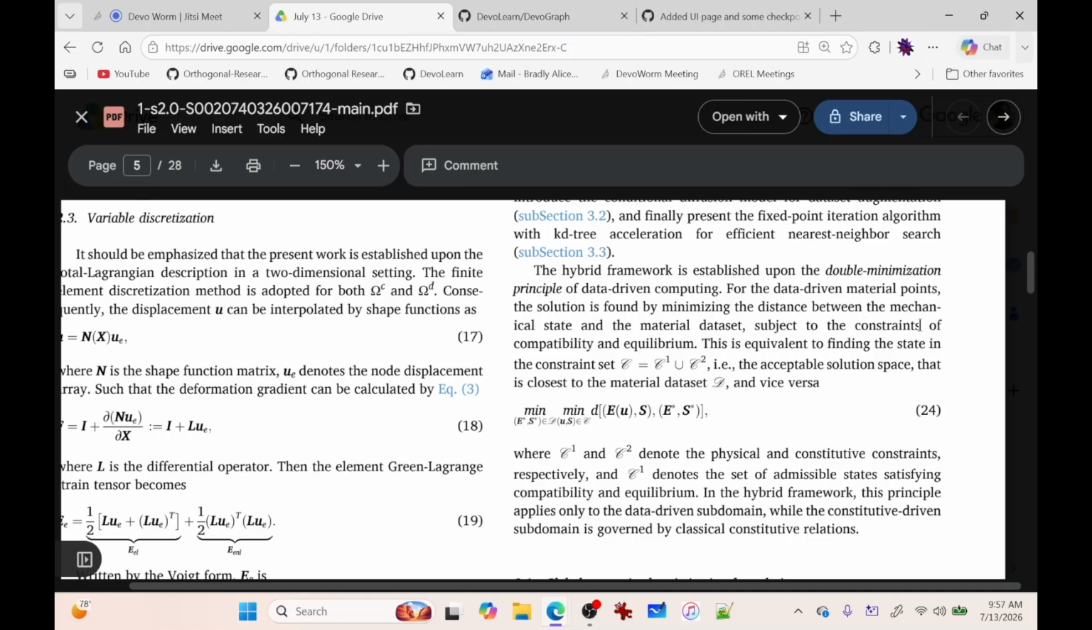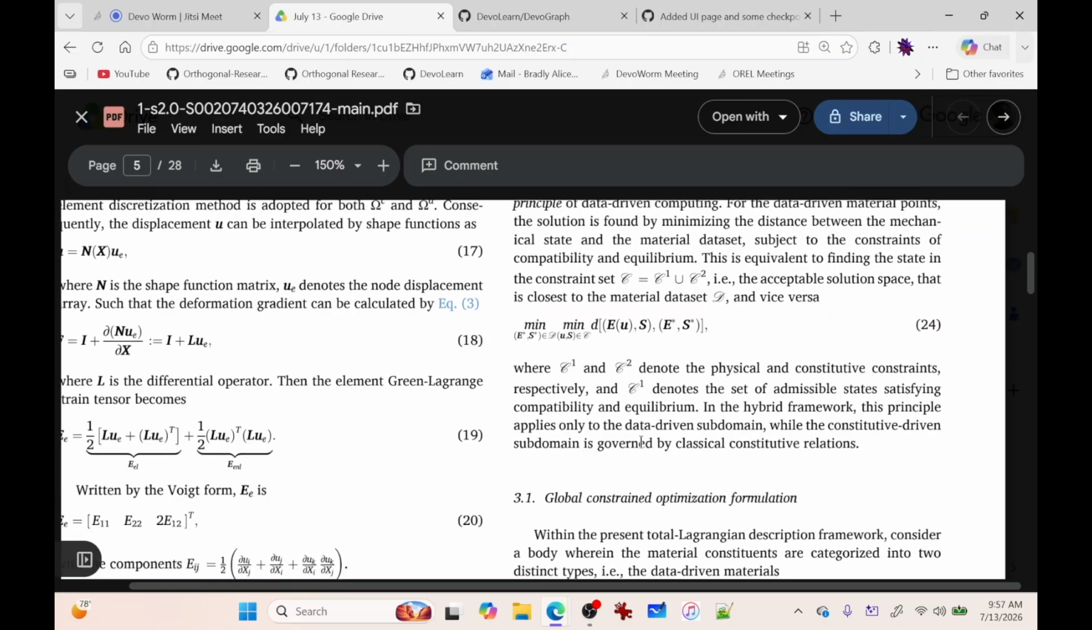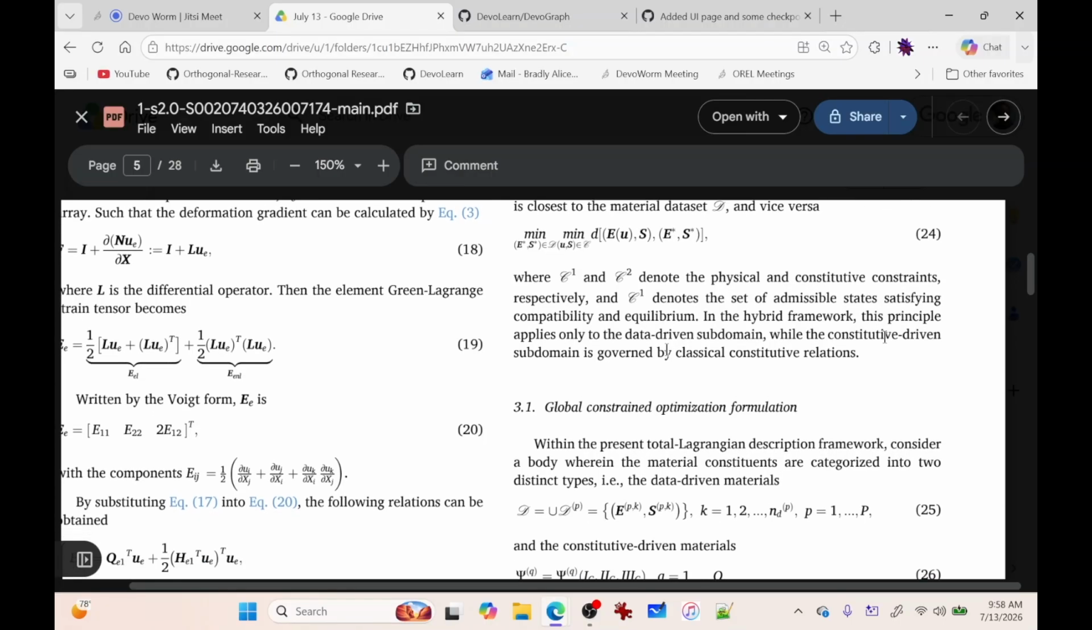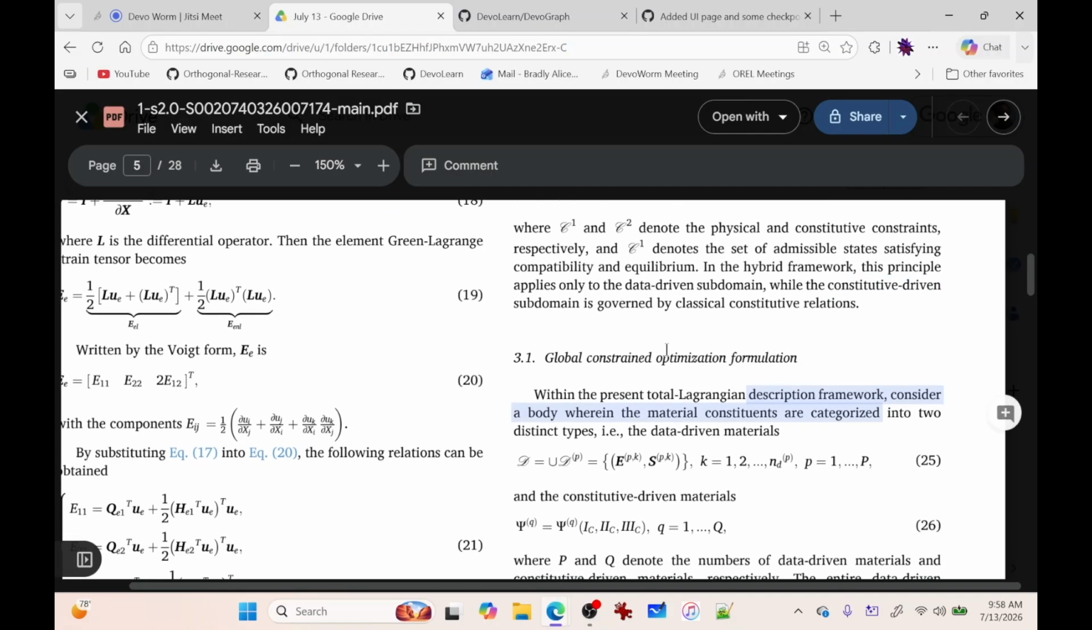These are both subject to the constraints on compatibility and equilibrium. This is equivalent to finding the state in the constraint set, C, the acceptable solution space that is closest to the material dataset D, and vice versa. So this is the equation for that, where C1 and C2 denote the physical and constitutive constraints respectively, and C1 denotes a set of admissible states satisfying compatibility and equilibrium. In the hybrid framework, this principle applies only to the data-driven subdomain, while the constitutive-driven subdomain is governed by classical constitutive relations.